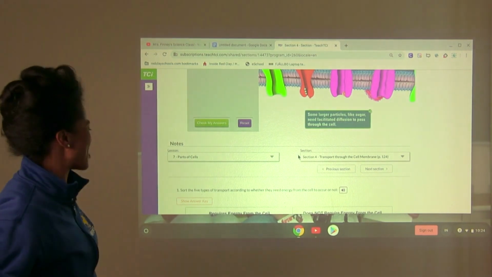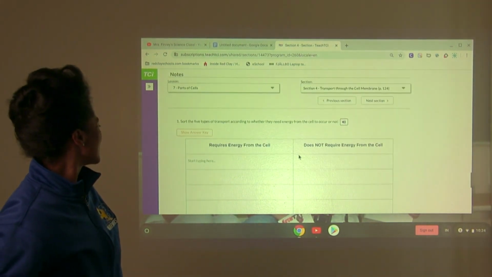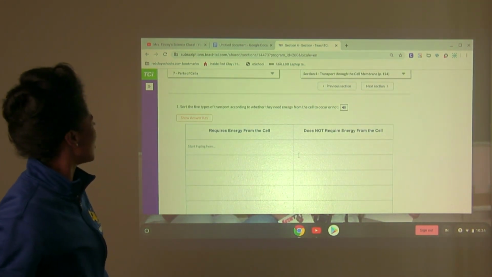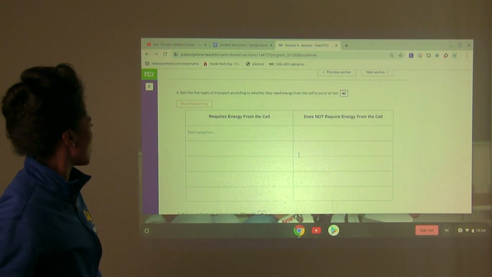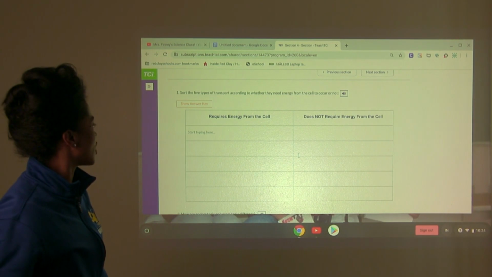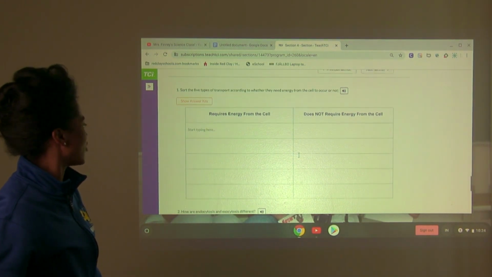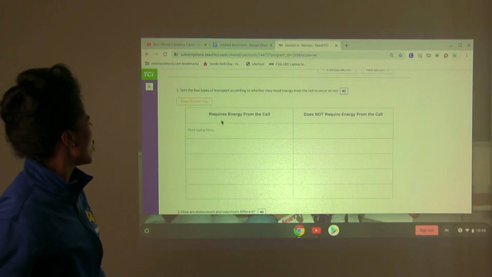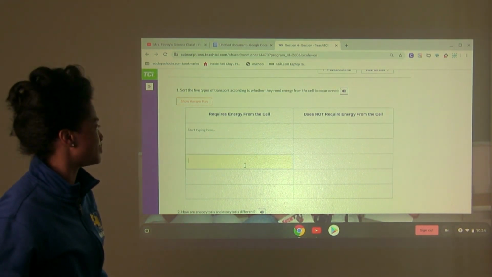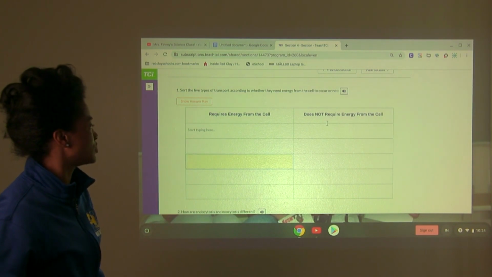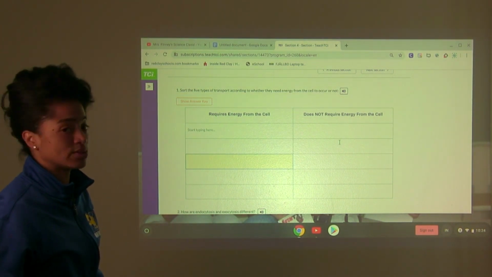Yes. All right, moving forward. Sort the 5 types of transport according to whether they need energy from the cell to occur or not. Requires energy from the cell, does not require energy from the cell. Let's think about it. Which ones require energy from the cell? You should know those 3. And then there are 2 that do not require energy from the cell.